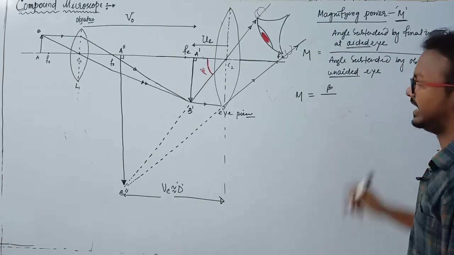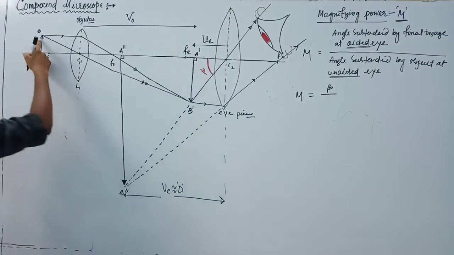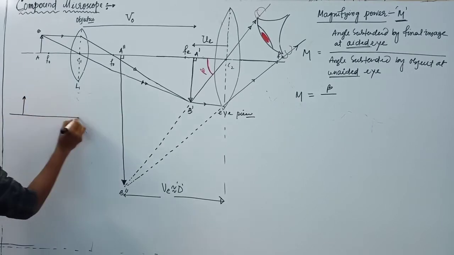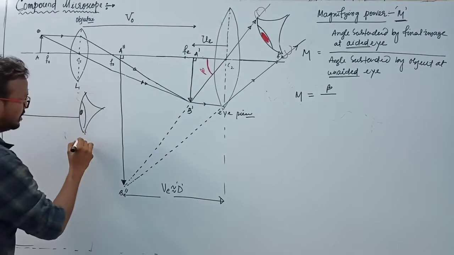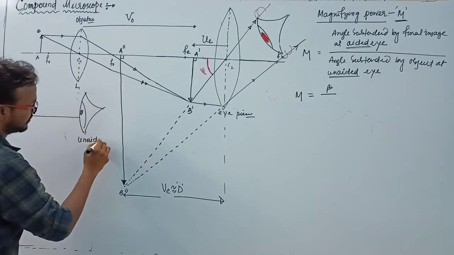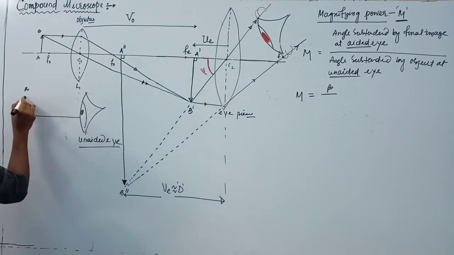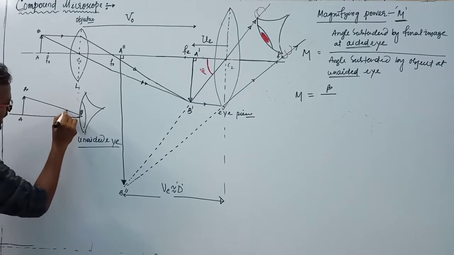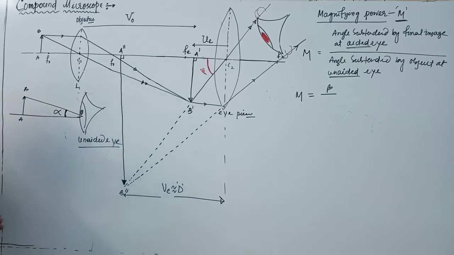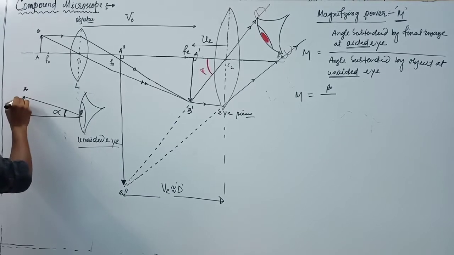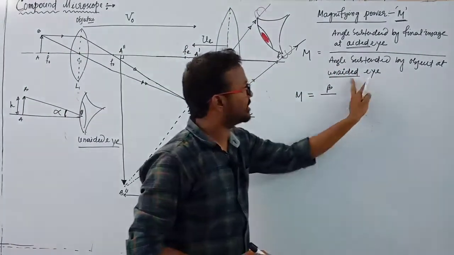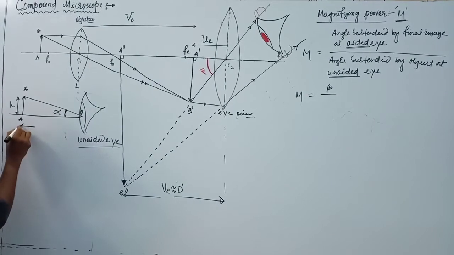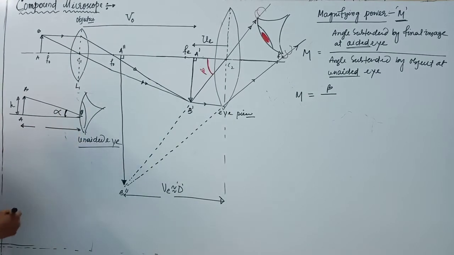Unaided eye means, suppose here there is an object AB, and this is the principal axis, and if we observe this point, this is known as unaided eye or naked eye. At that time the angle formed by the object at the eye, this angle is known as alpha. Suppose this is the height of the object H, and alpha is the angle subtended by the object at the unaided eye, and this distance is known as the normal distance, denoted by capital D, the least distance of distinct vision.